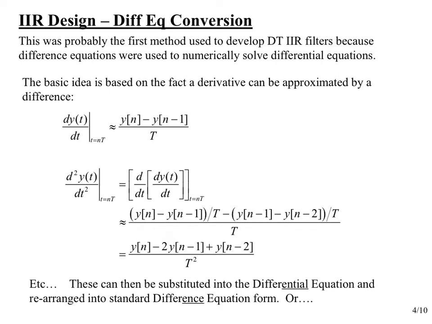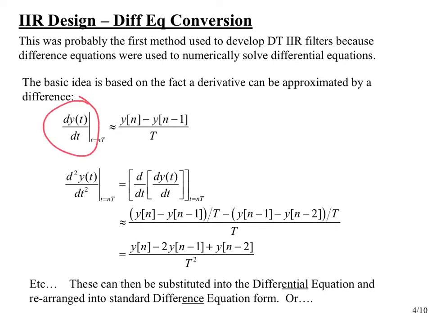And the reason is that difference equations were originally used as a way of numerically solving differential equations. So that idea was around when researchers started realizing that discrete time systems were basically described in terms of difference equations. The basic idea is to look at how we approximate derivatives, and then substitute those approximations into our differential equation for the system. That gives us a corresponding difference equation, and we say, okay, that's a difference equation that should behave similarly to a system that had the original differential equation.